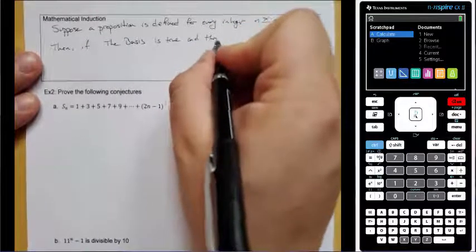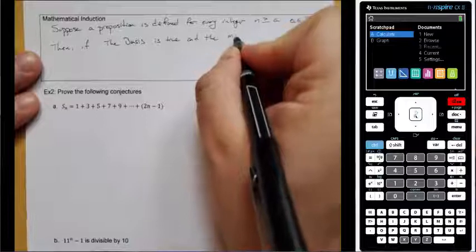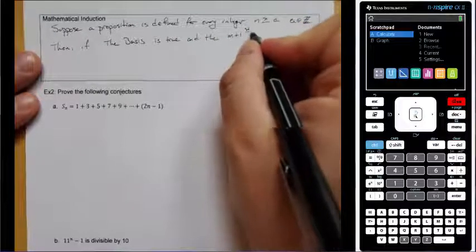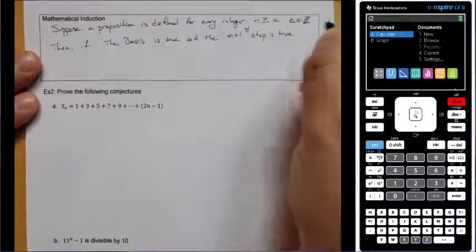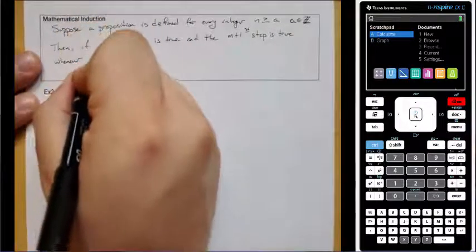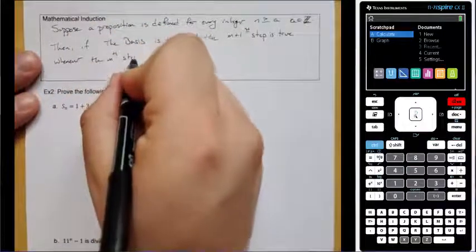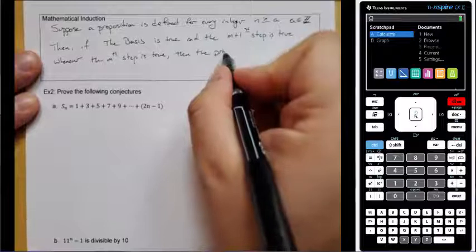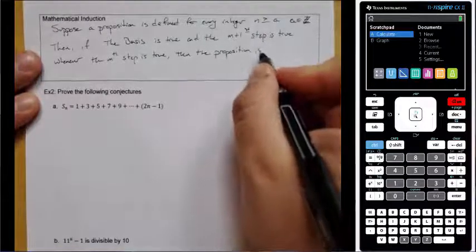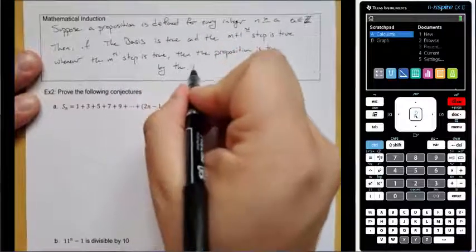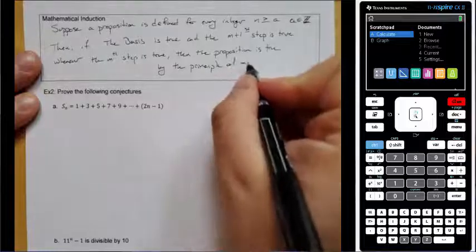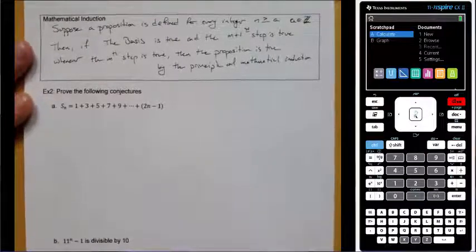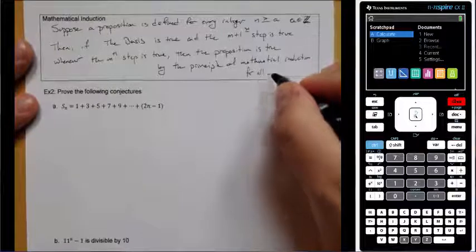and I'm going to use the letter M. If the M plus first step is true whenever the M step is true, then the proposition itself is true by the principle of mathematical induction for all n greater than or equal to a.